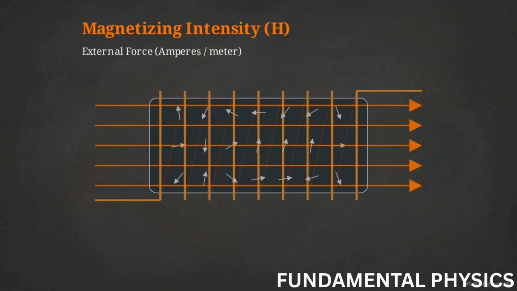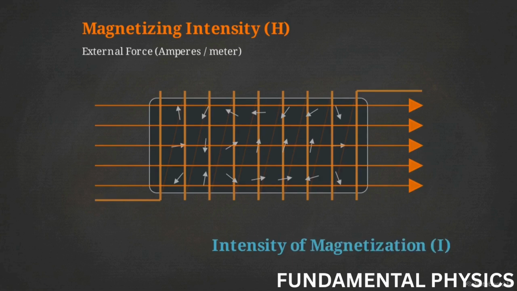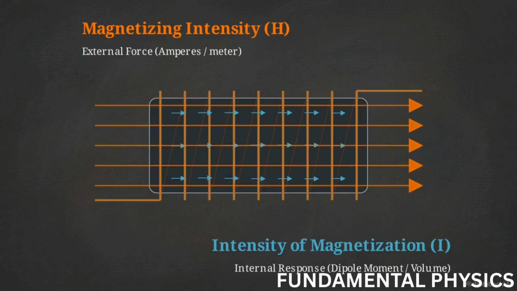It is measured in amperes per meter, and it acts as the outward pressure trying to force the material into a specific state. In response to that external pressure, the material reacts. We call this internal physical response the intensity of magnetization, or I. It represents the material's magnetic dipole moment per unit volume. The external field pushes, and the internal dipoles align.